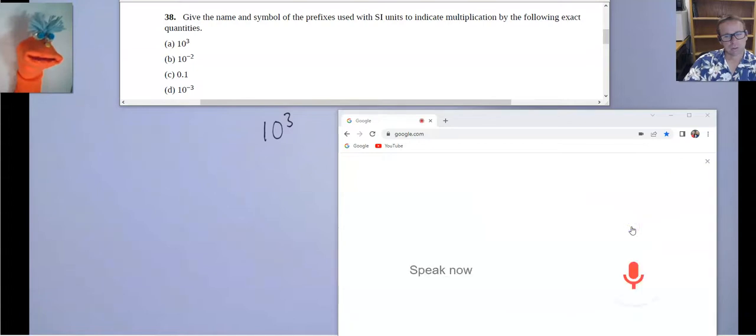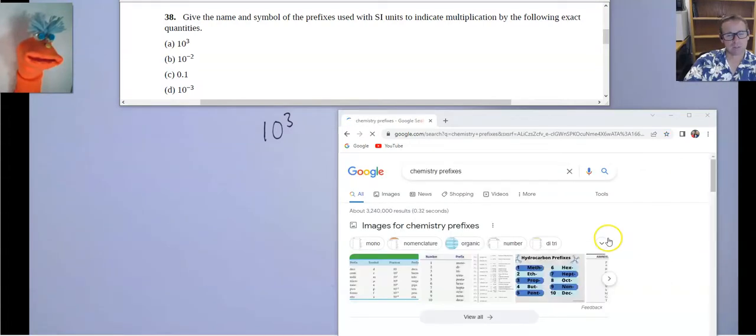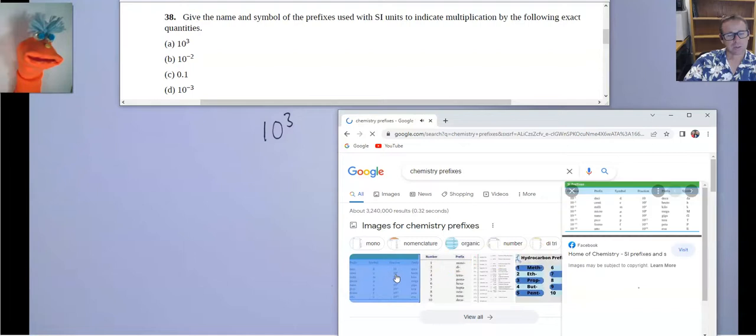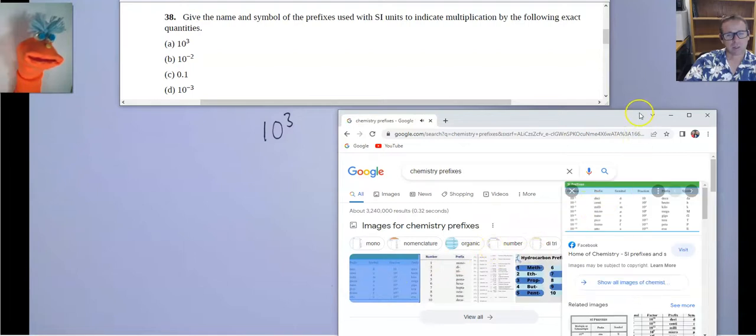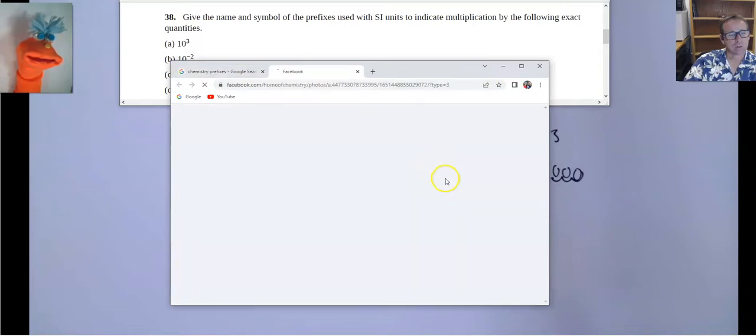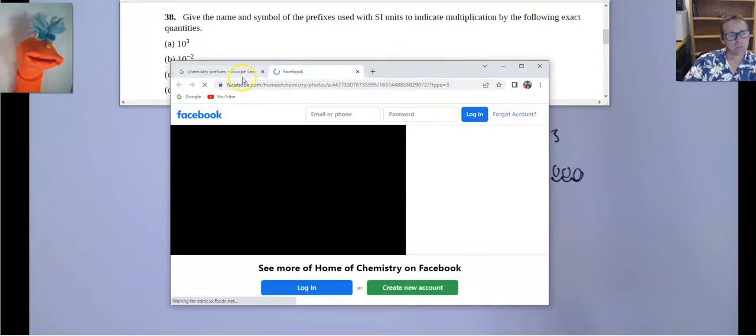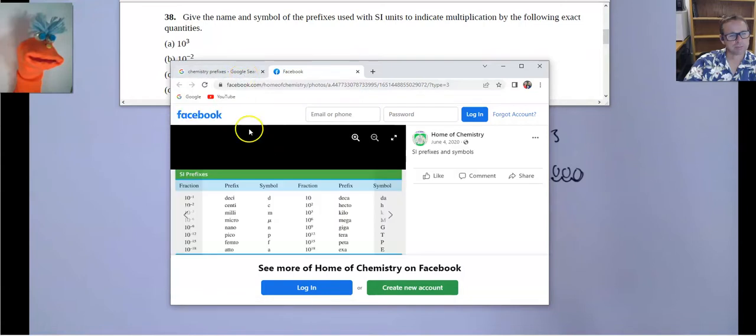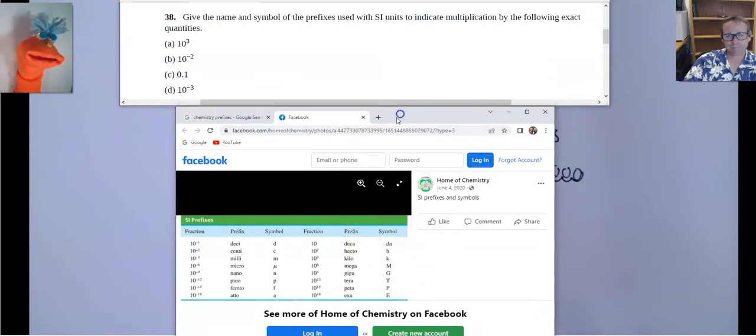Okay, chemistry prefixes. Let's see if that gives it to us. Here are some pictures that match. So here we have some prefixes. All right, 10 to the third. There it is. 10 to the third is kilo. Kilo. All right. So kilo means 1,000. So this is 1 times 10 to the third is 1 kilo.